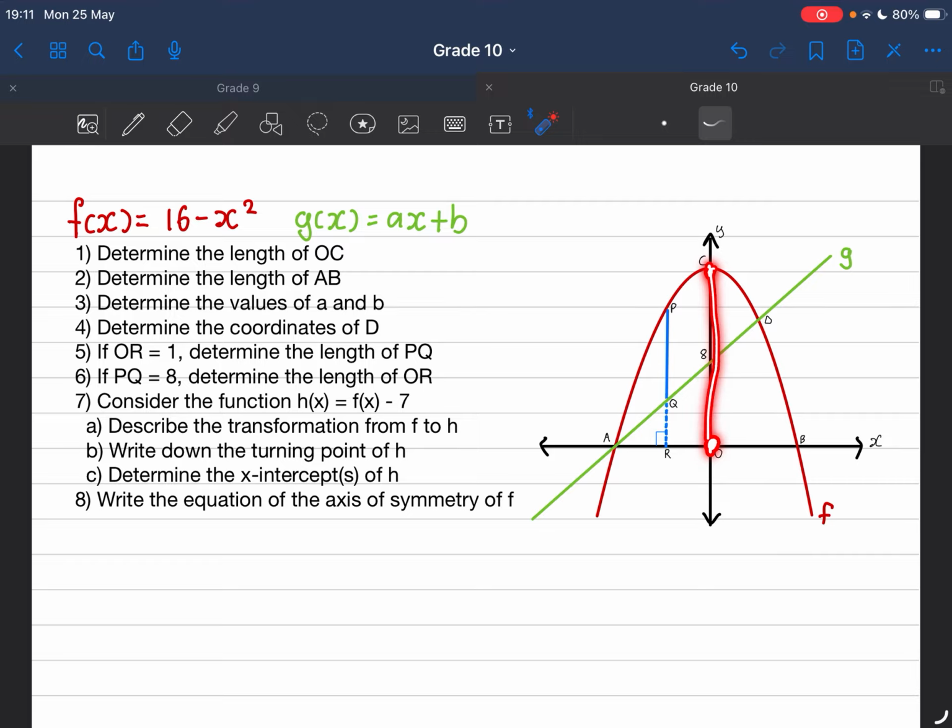Is this a horizontal or vertical distance? It's a vertical distance because C is directly above O. So how do I calculate the length? I need the y coordinate here minus the y coordinate here. So what's the y coordinate at the origin first? That's going to be 0.